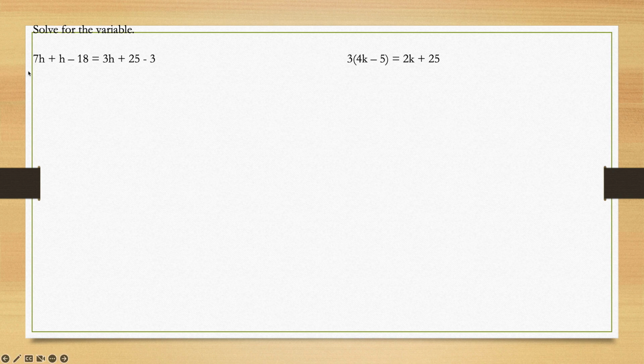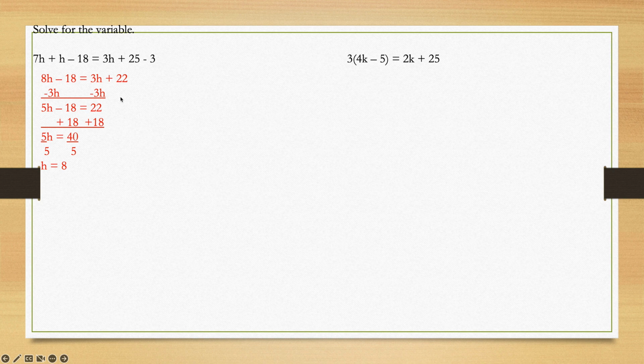Okay, so on the first one, I see a same side, same operation situation. On the left, I see h's that need to be combined. And on the right, I see numbers. So I'm now going to subtract 3h from both sides because we always want to start with the smallest number of h's. That gives me 5h minus 18 is 22. Standard 2-stepper at this point in time. Add 18 to both sides. 5h is 40. Dividing by 5, and h is equal to 8.